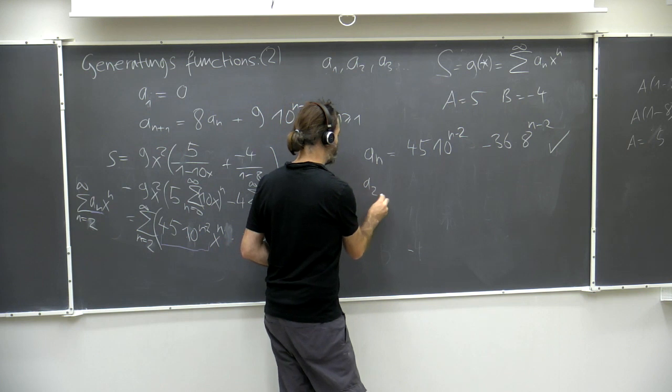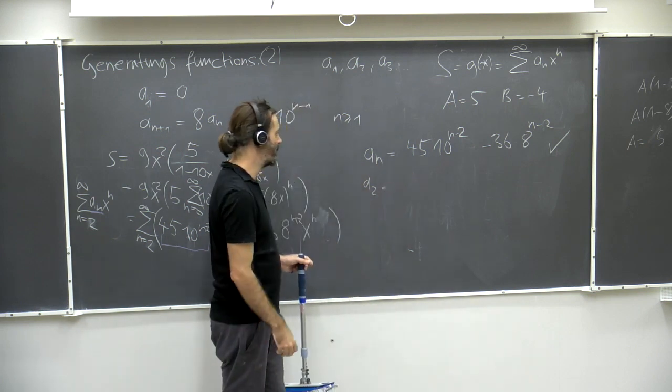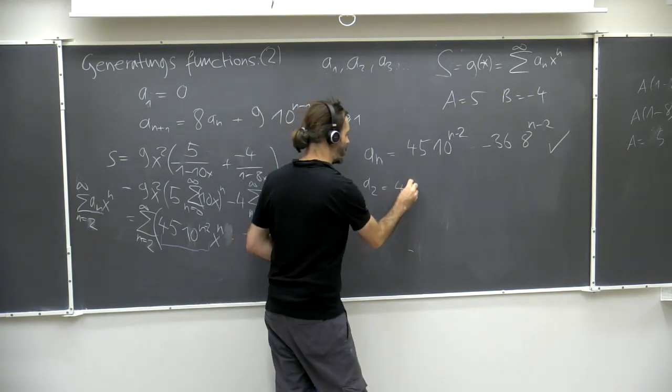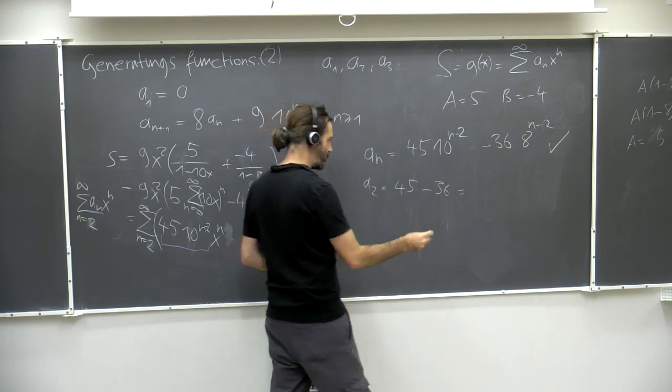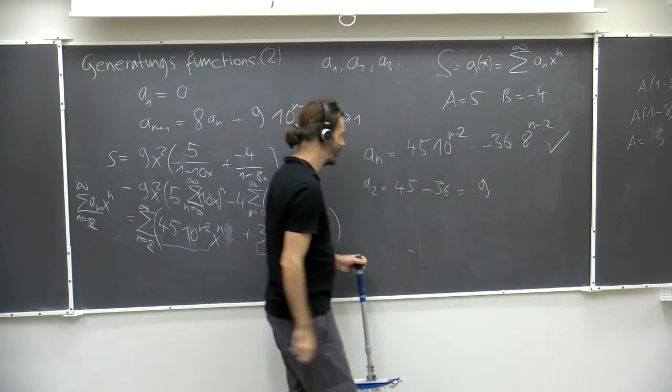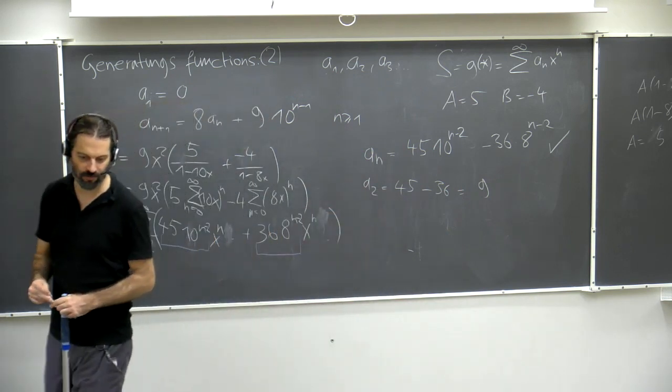Maybe this one is easy to check. Sorry for having one last thing. If I take n is 2, then it's just 45 minus 36. And that gives me 9. And we know that a2 is 9 because that's how we started off with the day.